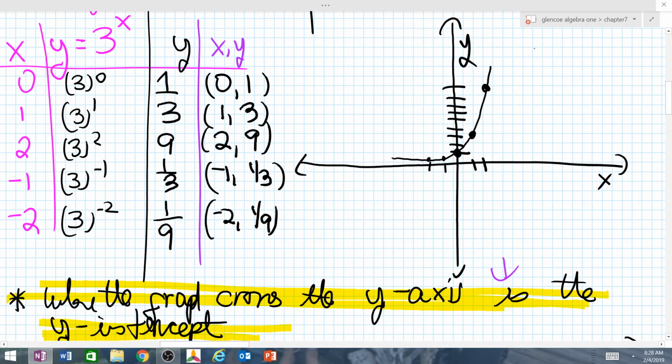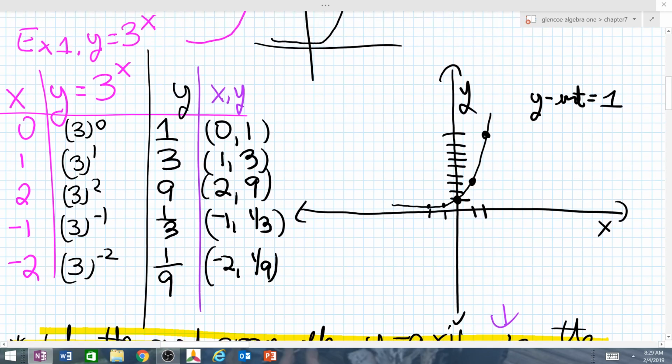So if I were to ask you, what is the y-intercept? You should all be able to tell me, because the y-intercept is where that graph is crossing the y-axis. The y-intercept is what, guys? 1. Now, somebody might be thinking in their mind, does the y-intercept always equal 1?